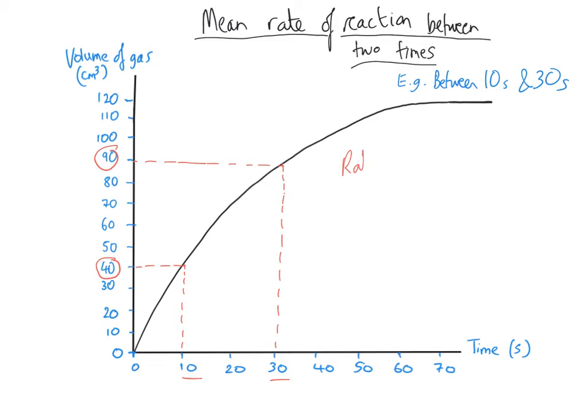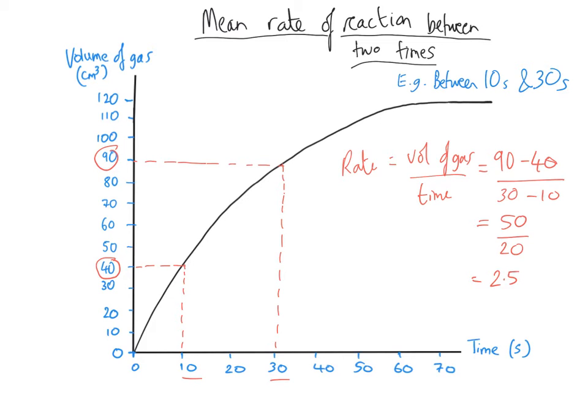And so the rate is the volume of gas divided by the time, and the volume of gas that had been made in that 20-second period in time is 90 take away 40. And the amount of time that took is 20 seconds because it's 30 take away 10. And so the sum that you're going to put into your calculator is 50 divided by 20, which is 5/2, which is 2.5 cubic centimetres per second.